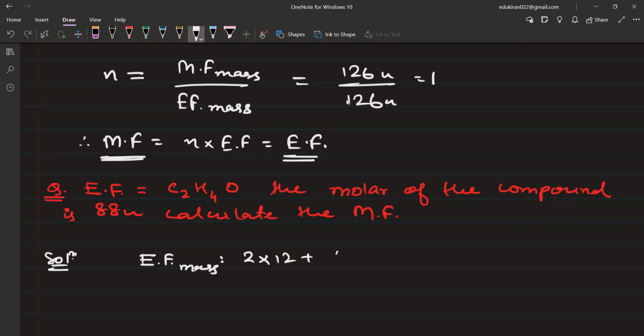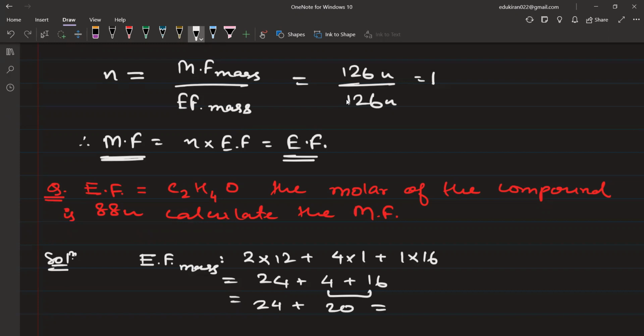Plus for hydrogen it is 4, 4 multiplied by 1. And for oxygen it is 1 into 16. 12 twos are 24. 24 plus 4, plus 16. 16 plus 4 is equal to 20. 24 plus 20 is equal to 44. Now see this formula and tell me what is the n?